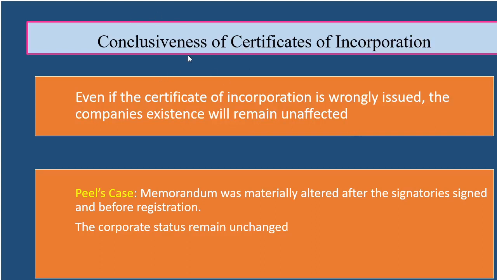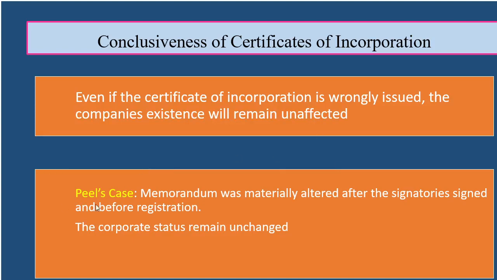For example, you can refer to Peel's case. Here they are telling that conclusiveness means the certificate of incorporation is the final one. After getting the certificate of incorporation, we cannot doubt the company's registration. Once the certificate of incorporation is received, we cannot cancel the registration process. So it is the final document.